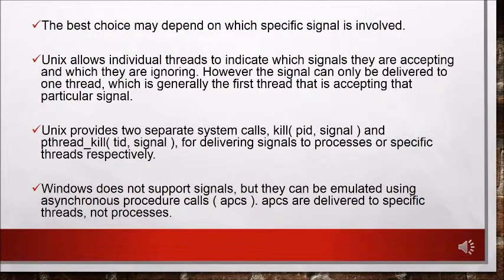The best choice in signal handling may depend on which specific signal is involved. Unix allows individual threads to indicate which signals they are accepting and which they are ignoring. However, the signal can only be delivered to one thread, which is generally the first thread that is accepting that particular signal. Unix provides two system calls, kill and pthread_kill, for delivering a signal to a process or a specific thread respectively. Windows does not support signals, but they can be emulated using a kernel-produced call that is delivered to a specific thread, not a process.